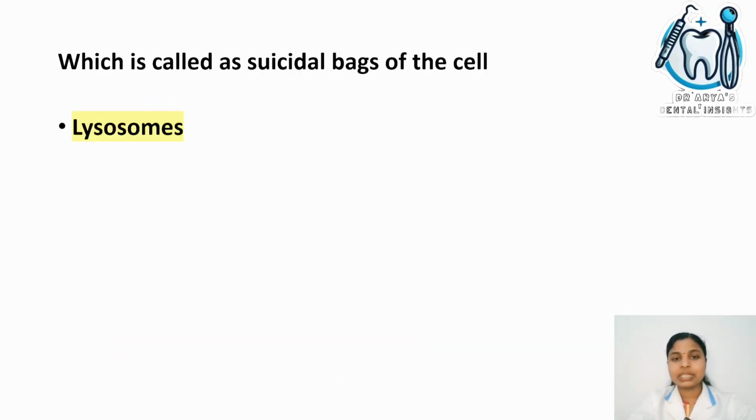And so the correct answer is lysosomes. Okay, they are called suicidal bags of the cell, and they have the thickest covering membrane among all the organelles.